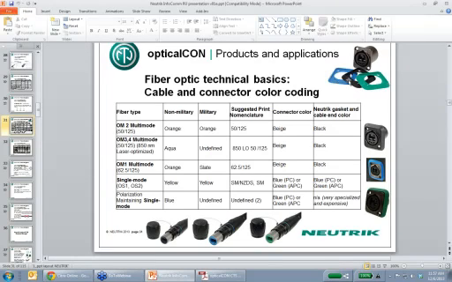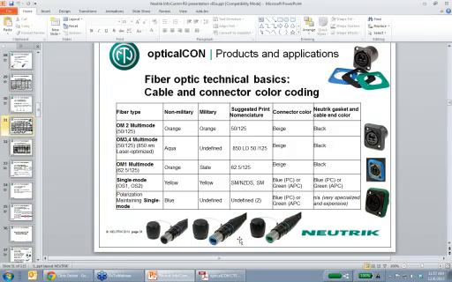Blue stands for single mode. Black stands for multimode. Green stands for single mode angle polish. Now, as we've already talked about, you should take the green one and throw it away because you're not going to be using angle polish here in the U.S. You're either going to be using multimode or single mode, and you should put that gasket around that opticalCON chassis connector so that whoever is connecting to that knows that it's multimode or single mode.